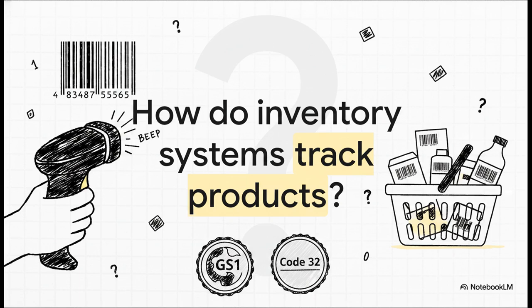But it really makes you wonder, how do your local inventory systems actually take these simple, elegant 1D codes and use them to flawlessly track millions of products behind the scenes? Are you curious to look deeper into massive global barcode standards like GS1 or Code 32?